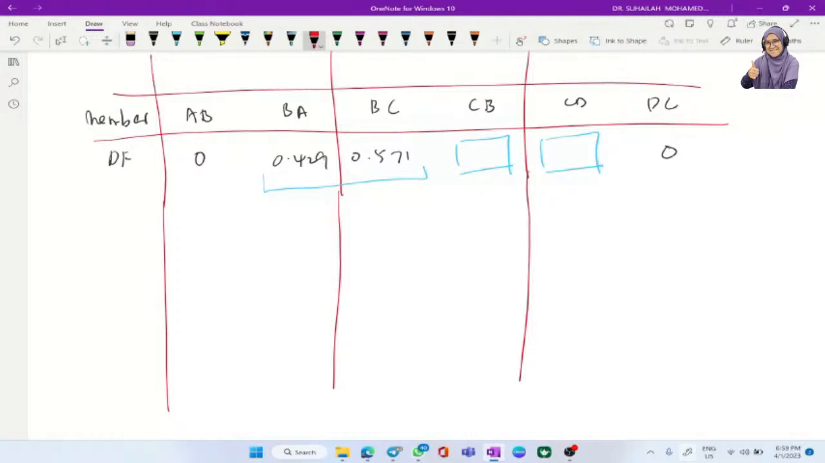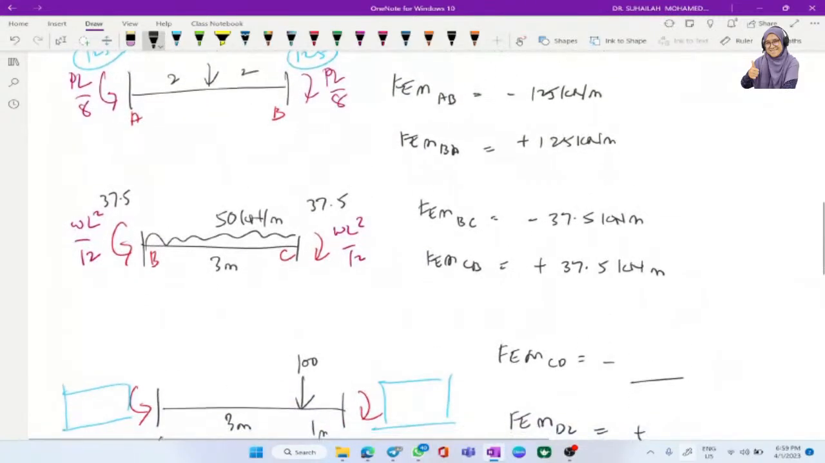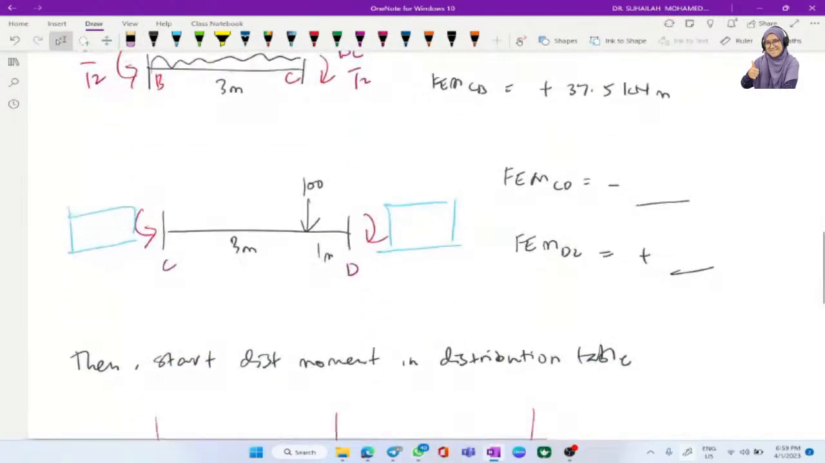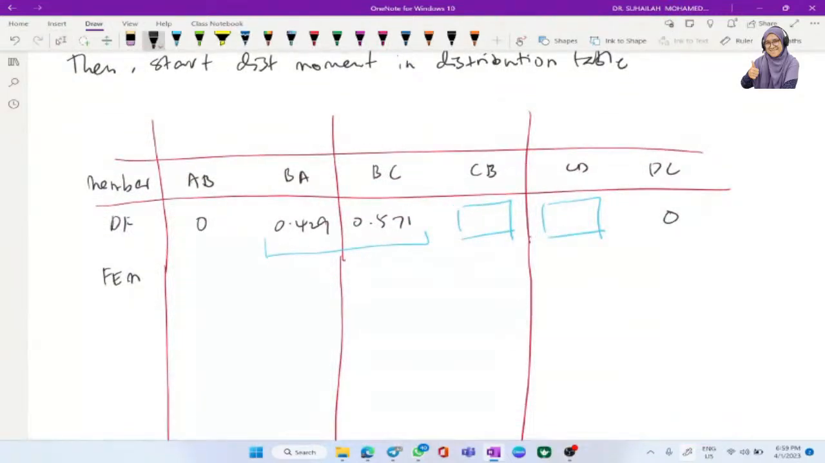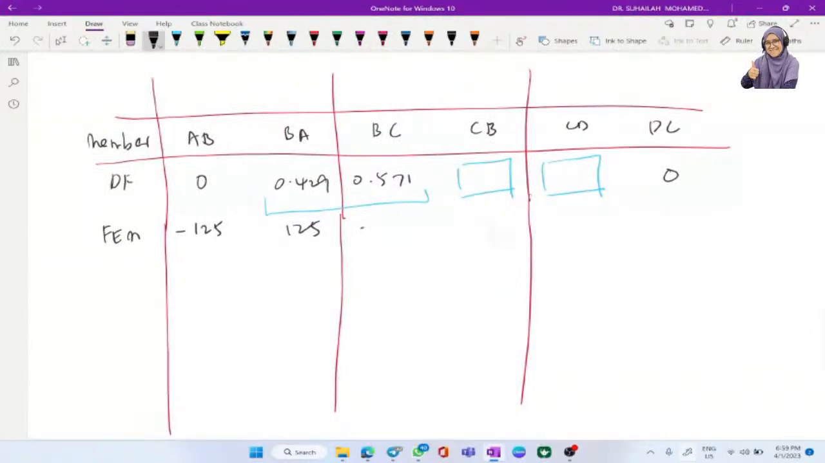Next is the fixed end moment. We have to put the fixed end moments that we got from the previous step. So we put negative 125 and positive 125, and then we get negative 37.5 and 37.5. I leave the other 2 values blank, and I want you to calculate these values.